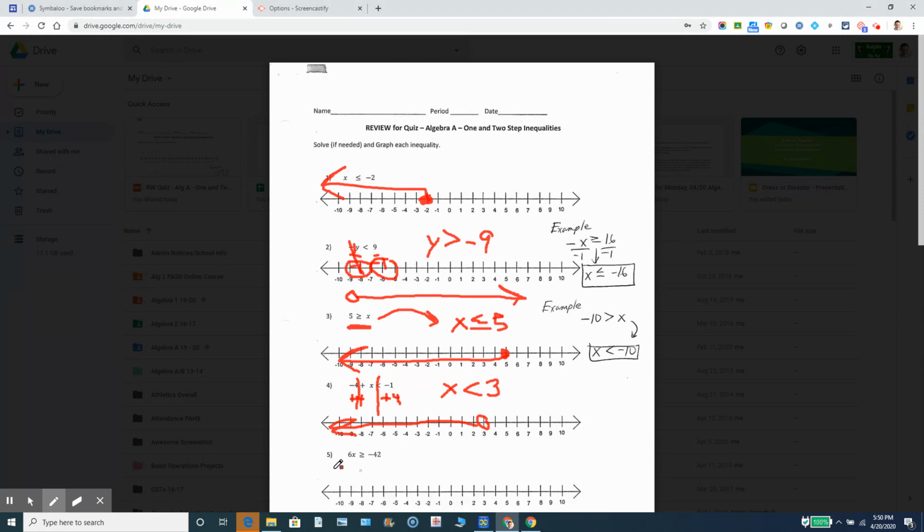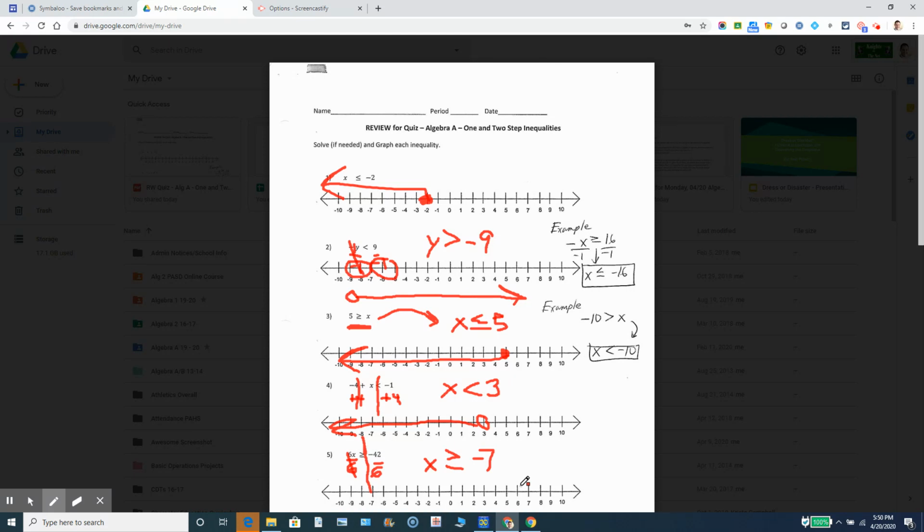We're solving here for x. 6 is being multiplied to x, so we divide both sides by 6. Remember, inequalities are just like equations in terms of the way you solve them. Okay, so we get x is greater than or equal to -7. I'm going to pause for a second. Do we flip the inequality sign right now? Think about that.